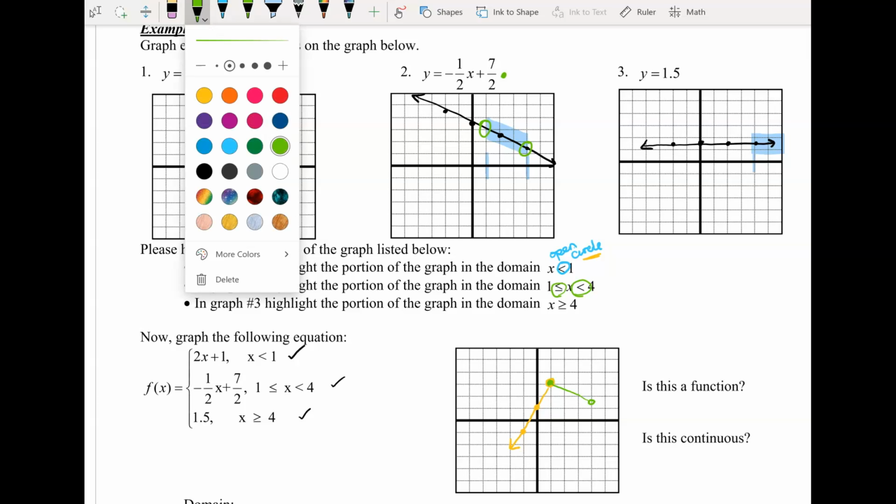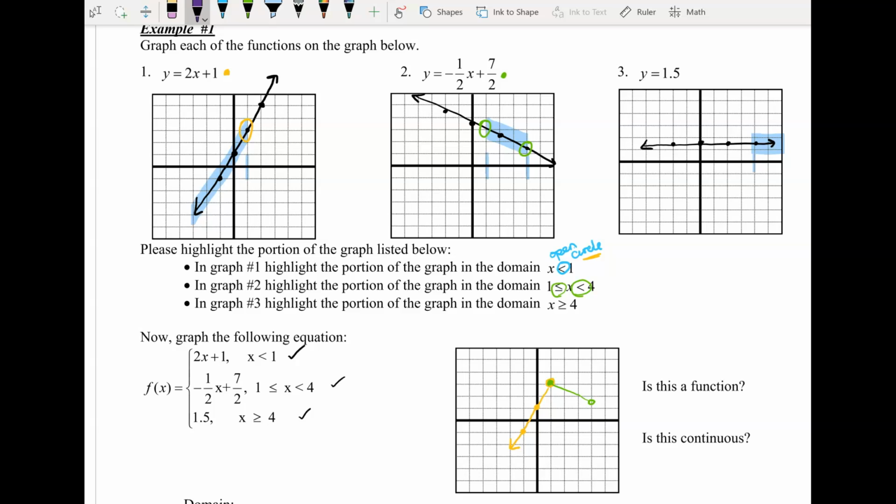All right, to keep things fun, we've got yellow, green, let's go purple. Is that purple? Looks like a dark blue. Let's go purple. All right. And that will be our last part of the function. It starts here and it goes off into infinity to the right-hand side. How do I know? There's only one restriction. Okay, x is greater than or equal to 4. And it just so happens that it is also going to fill in this circle. It is at 4, 1.5. And then I'm going to extend out to the right-hand side.